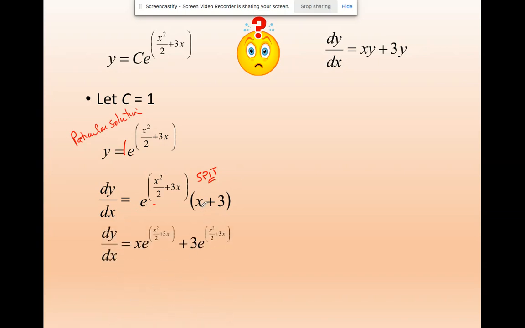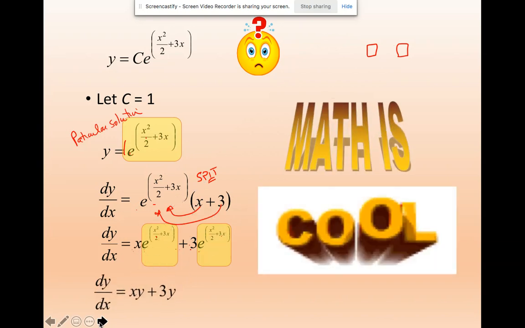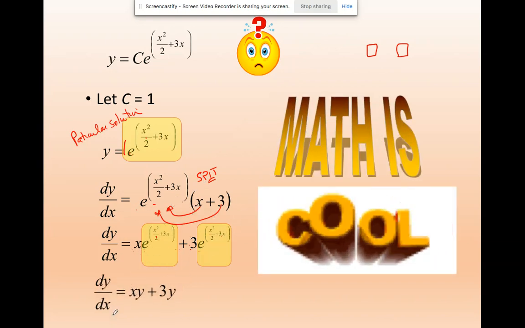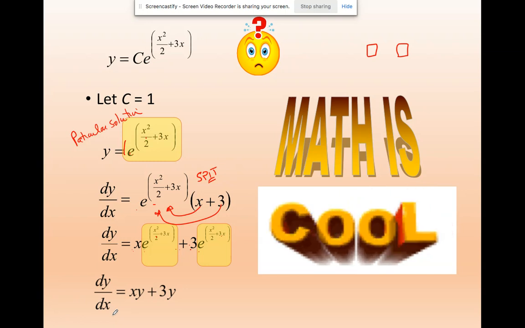Well, look at what I did here. I distributed the x, and then I distributed the 3. So I got x times that e stuff plus 3 times that e stuff. Wait a second, what is y equal to? Oh, snap! Y is e to that stuff. This is x times e to that stuff plus 3 times e to that stuff, which is another way of writing y prime equals x plus 3 times y. Oh, math is cool. I mean, that just doesn't happen every day.